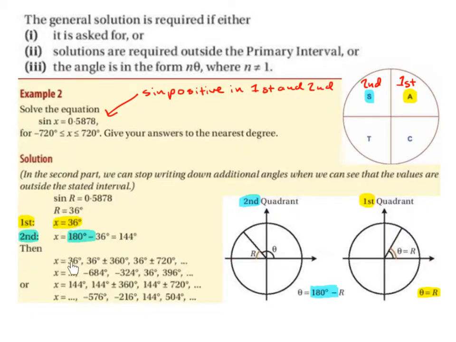So we get x equals 36, 36 plus or minus 360, 36 plus or minus 720. Our x is equal to minus 684 degrees, minus 324 degrees, 36 degrees, and 396 degrees. Or x equal to 144 degrees, 144 degrees plus or minus 360 degrees, 144 degrees plus or minus 720 degrees. So x is equal to minus 576 degrees, minus 216 degrees, 144 degrees, 504 degrees.